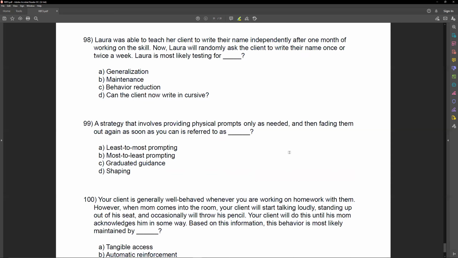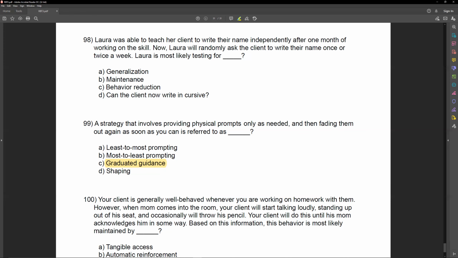Physical prompts fade. So you physically prompt as much as needed and then immediately fade out again, okay? This is graduated guidance, okay? Very specific terminology. If we're exclusively talking about providing physical prompts and fading in and out physical prompts only, it's gonna be graduated guidance, okay? So if we're talking about hand over hand prompting and then reducing that to just guiding the forearms and then just guiding the elbows, okay? That's graduated guidance. Only providing as much physical prompting as needed and then fading out again.